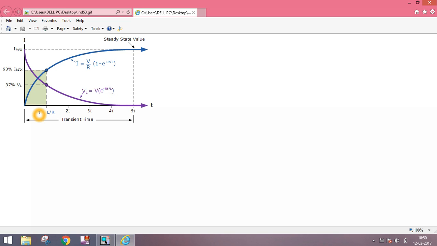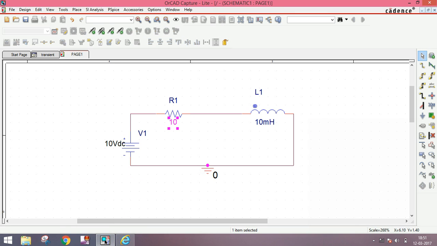Now what is tau? Tau is called the time constant of the circuit. When the current attains 63% of I max, that time is called the time constant, and when the voltage decays to 37% of VL, that time is L by R. In the ideal case this graph goes to infinity, but in practice it takes about 5 time constants, and this value is equal to I max. Now this is the theory part, you can also get it from books or the internet.